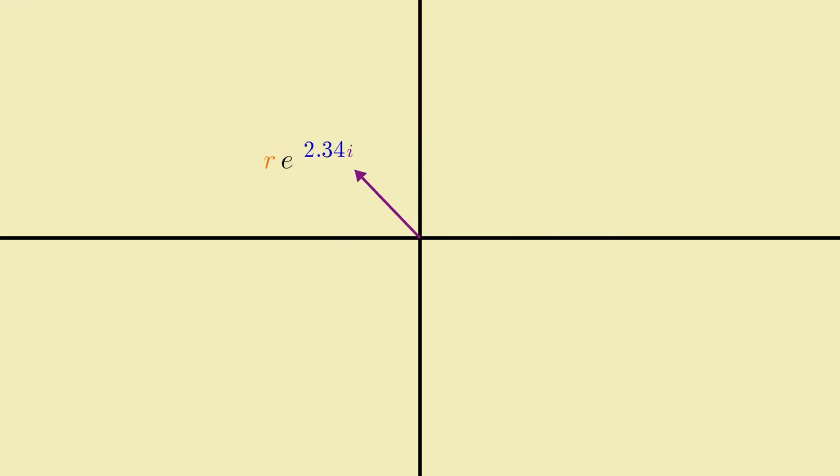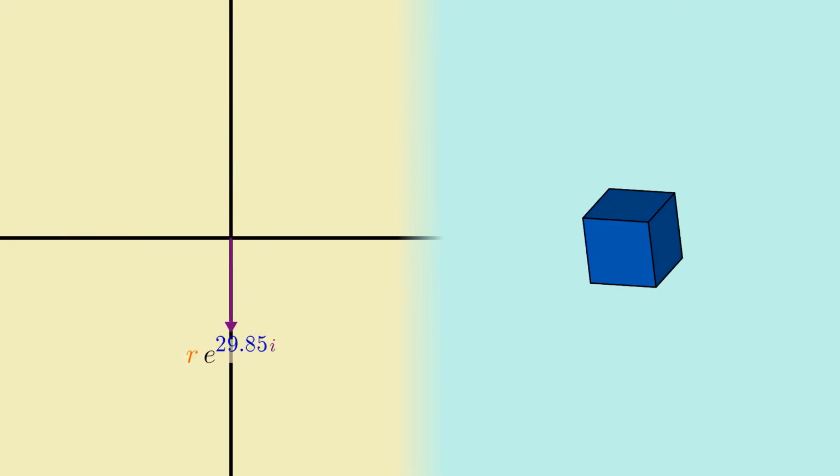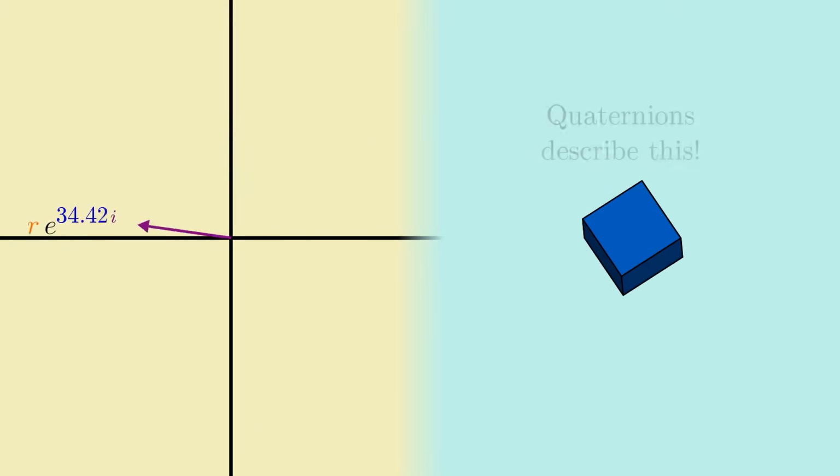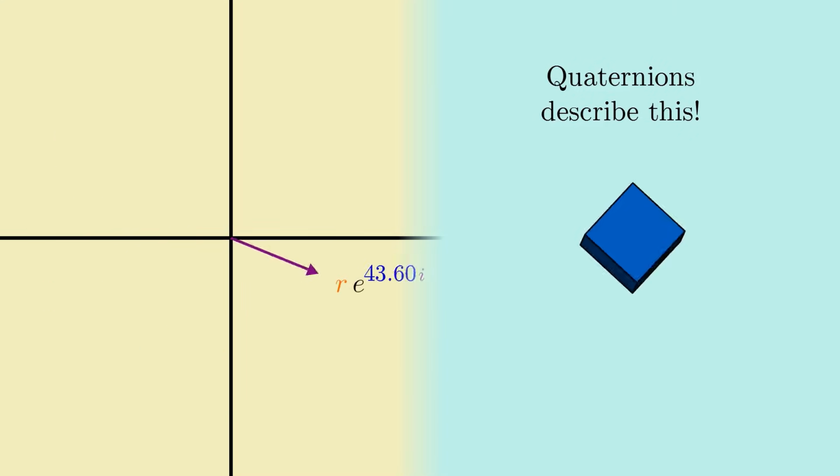But as great as complex numbers are, I should mention a limitation they have. Although they describe 2D rotation extremely well, they're really pretty much limited to just 2D. By themselves, they can't faithfully describe 3D rotations. The tool for that is the quaternions, the big brother of complex numbers, which we don't have time to discuss in this video.